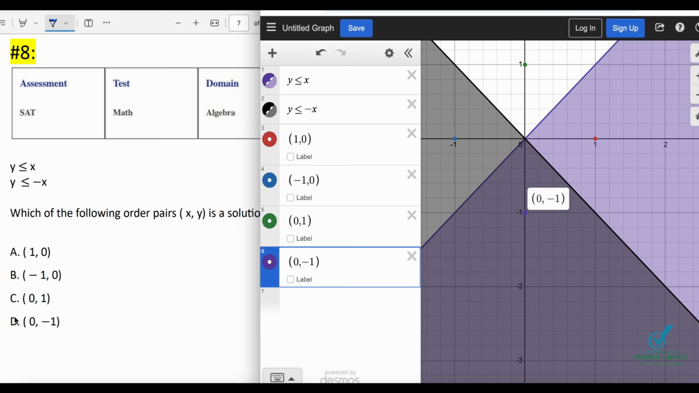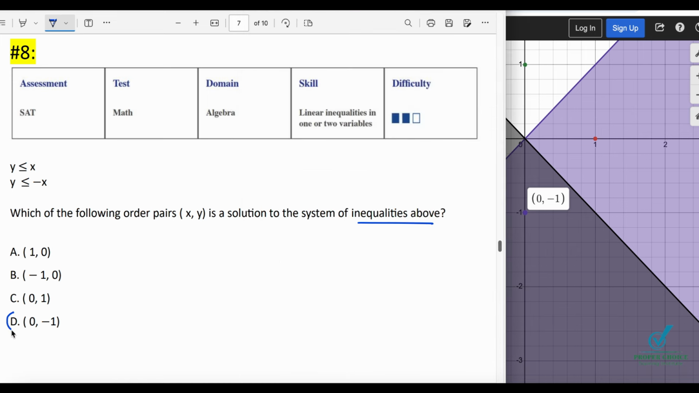For inequalities, if only one graph is shown, a point in that region will be the solution, but if there are two graphs, you have to select the common region, and a point which lies in the common region is the solution. So 1, -1 is lying in the common region, so this is the solution of the system of inequalities.